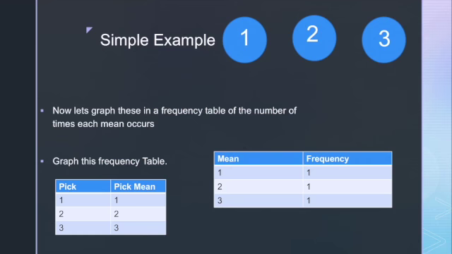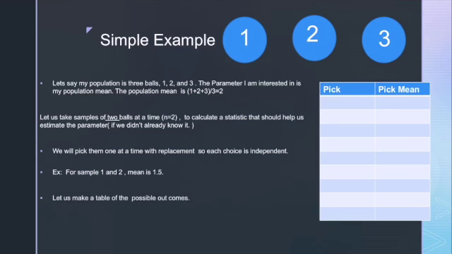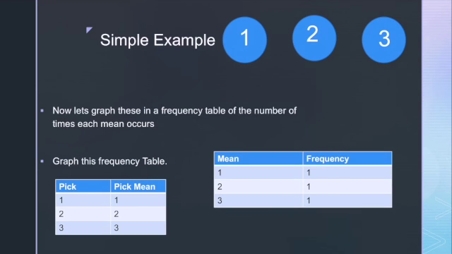I'm going to graph this frequency table. This frequency table for a mean of 1, 2, 3 has a frequency of 1, right? So 1, 2, 3, right? This is a uniform distribution. This is not very interesting, okay? And it doesn't really show us what our true population mean was.